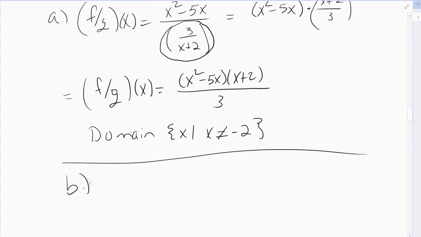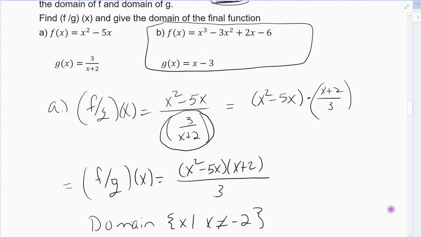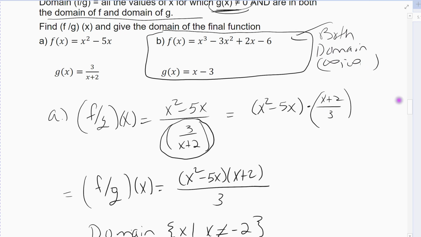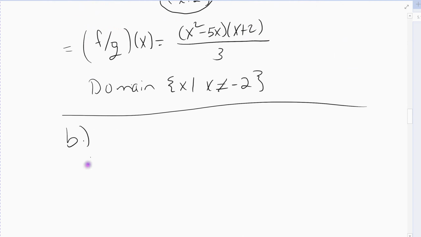Now we'll do b. So for my function b, the check in the first case is fine, all real numbers, right? These are polynomials, and both have a domain of all reals. So I only have to check my final answer in both these cases. And this is actually going to give me a rational function. It's a polynomial divided by a polynomial. And so I'm going to get a rational function when I take f divided by g of x.